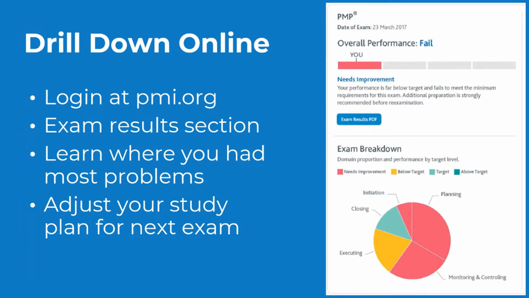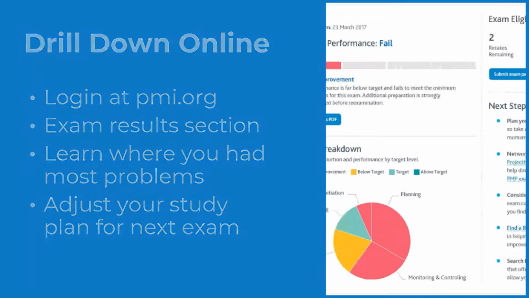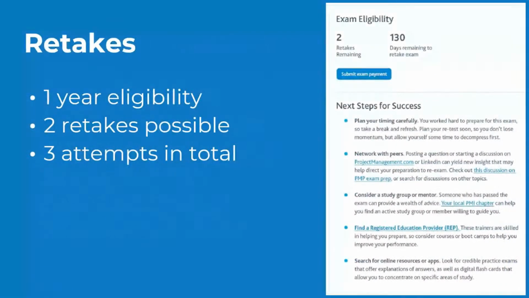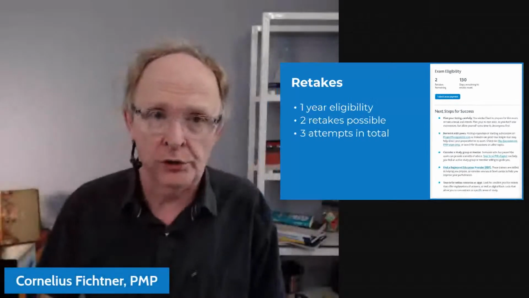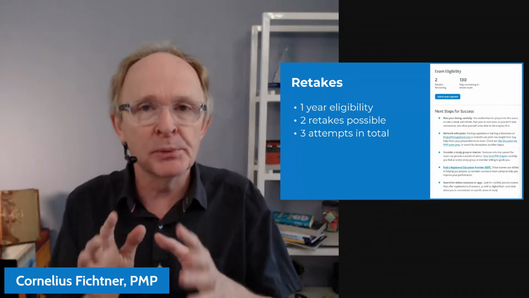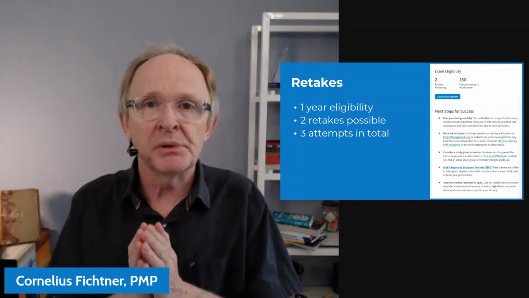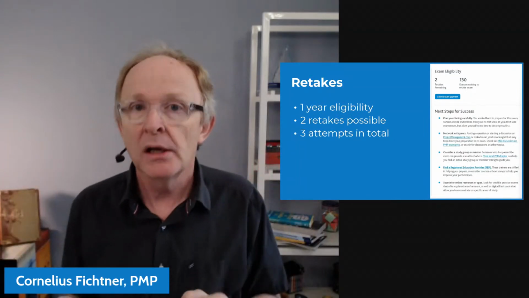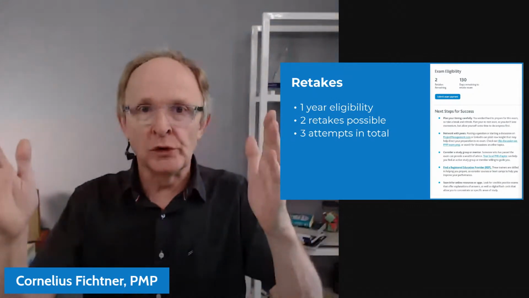In addition to this, PMI also tells you what to do next. Here we go. So they tell you that you have 2 retakes remaining right there, and you have 130 days remaining to retake the exam. So this is how this works. When PMI approves you to take the PMP exam or any of their exams, you have 1 year to do this.